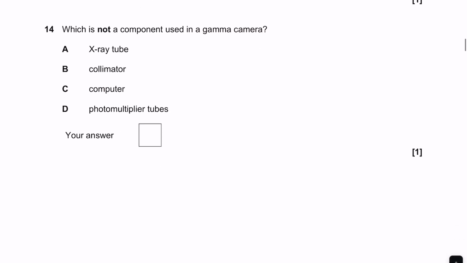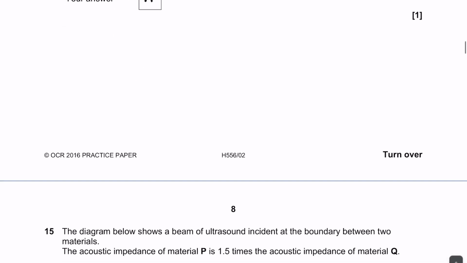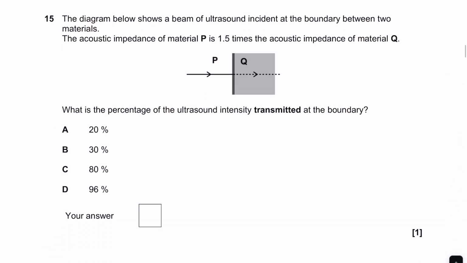Question number 14. What is not a component used in a gamma camera? Well, you have to know your medical physics. What we don't use is an X-ray tube in a gamma camera. So A is the answer. So worth remembering these things, guys. Question number 15, not 5.